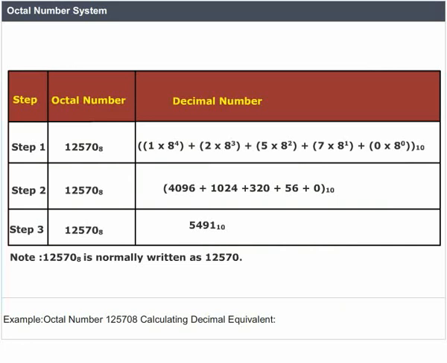Step 2. 12570 to the base 8 equals 4096 plus 1024 plus 320 plus 56 plus 0, to the base 10. Step 3. 12570 to the base 8 equals 5496 to the base 10. Note: 12570 to the base 8 is normally written as 12570.